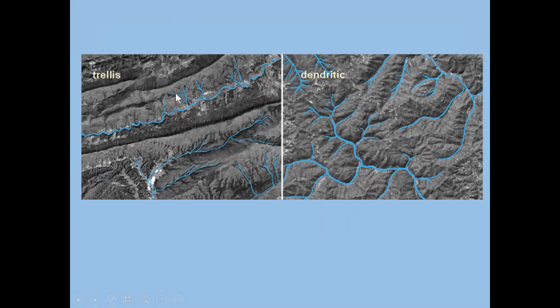Then this is a trellis. So the headwaters show up at the tops of the mountains. These would be the mountains. This is the valley here. And these tributaries then move into the main stem of the stream running through the valley. It's kind of like a trellis, like a garden trellis, if you will. They're kind of at right angles to each other. So that's a trellis pattern.